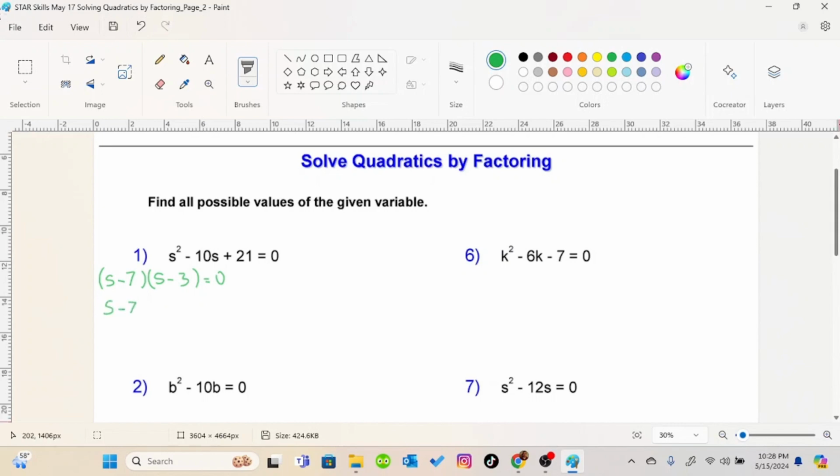s minus 7 and set it equal to 0. We add 7 to both sides, and s equals 7 is our first answer. Then we take the second factor, s minus 3, and set it equal to 0. We add 3 to both sides, and we find out our second answer is s equals 3.